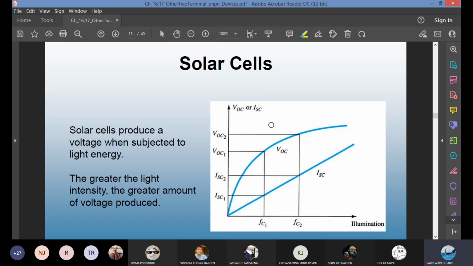So at the sea level, a good solar cell receives about 100 milliwatt per square centimeter of cell area. That is what we call the power density. The higher the power density of a solar cell, the higher the output you will get from it. 100 milliwatt per square centimeter is about 1 kilowatt per square meter.